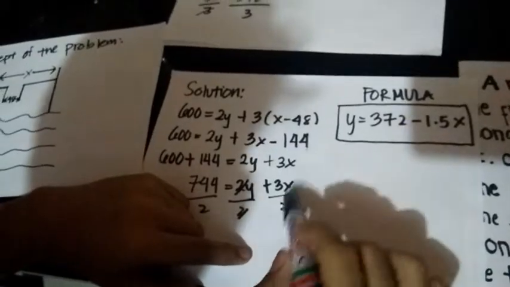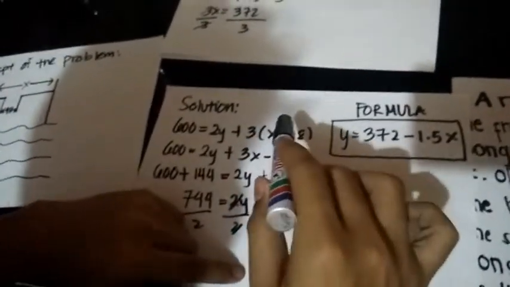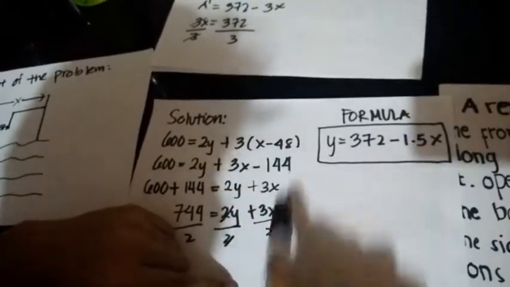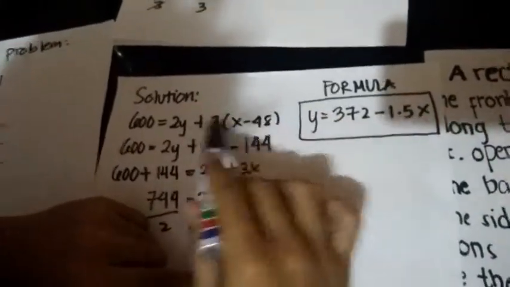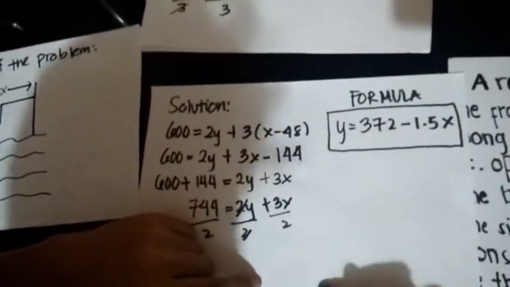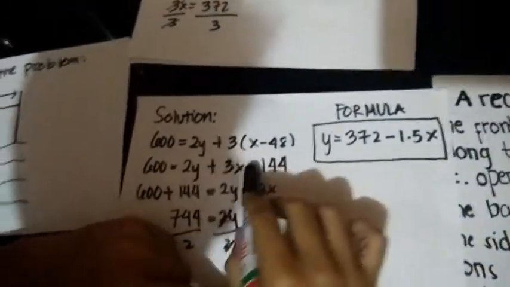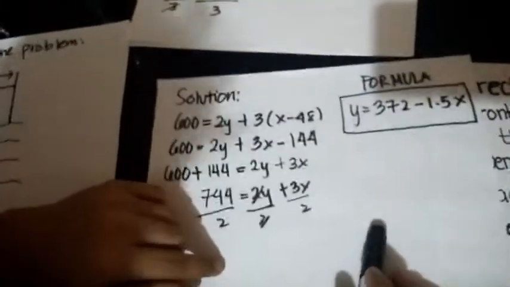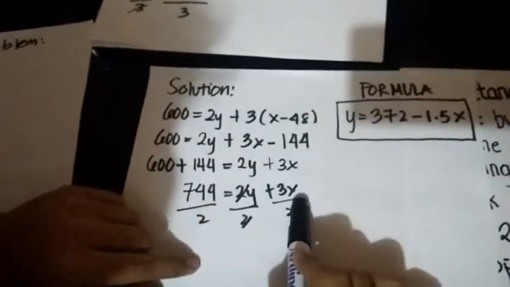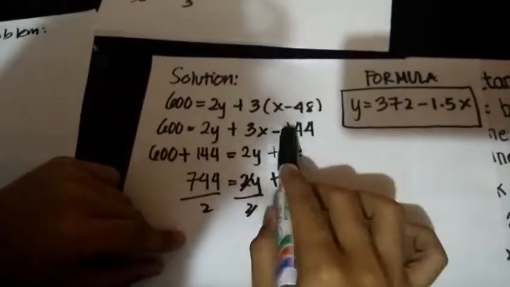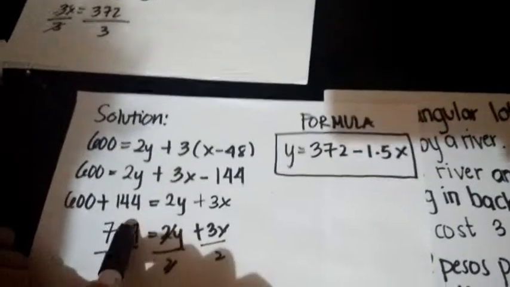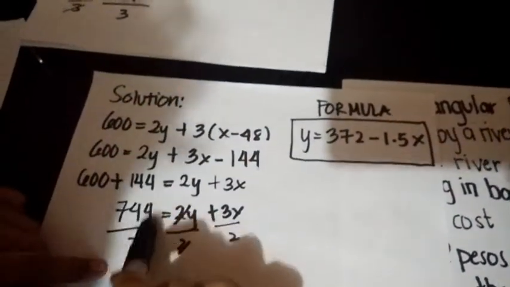Then, in order for it to be simplified, the 3 must be transposed here. So 3 times x, and 3 times negative 48 would be 3x minus 144. So 144 will be transposed here, so it will become positive. So 600 plus 144 is equal to 744.